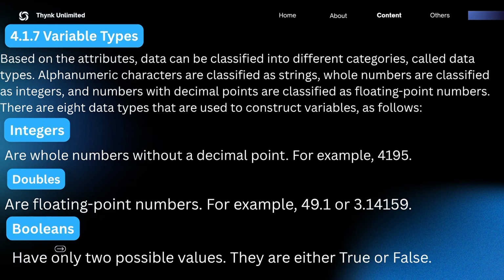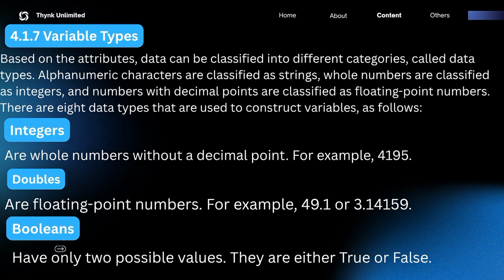Doubles, or floating point numbers. Doubles are numbers that include a decimal point, meaning they can represent fractional values. Examples include 49.1, 3.1159, or 12.5. Doubles are often used in scenarios where you need more precision. For example, when dealing with money, scientific measurements, or percentages. A simple example might be $price = 49.99; $pi = 3.14159; Here, price and pi are both floating point numbers, also known as doubles in PHP.